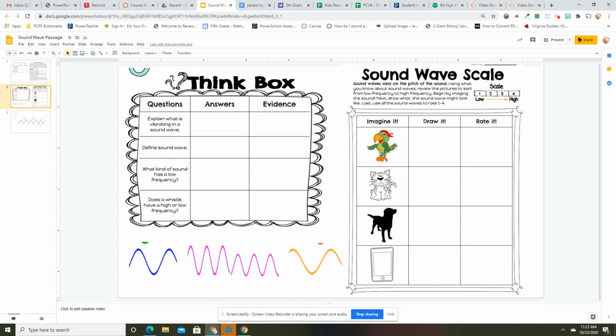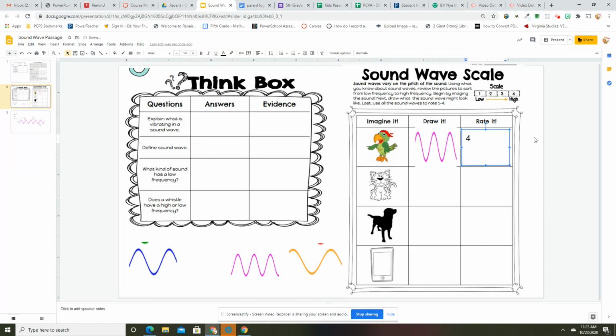Okay. So let's look at parrot together. I think of a parrot having a pretty high pitch sound. So I'm going to choose which one. These both look very low pitch. This is higher, but I think, or see, that's higher. I think this is the highest. So I think the parrot probably has the highest out of the three. And so I'm going to put a 4. Okay. And there you go. I'm not going to change that. I'll leave that on there so you have it.